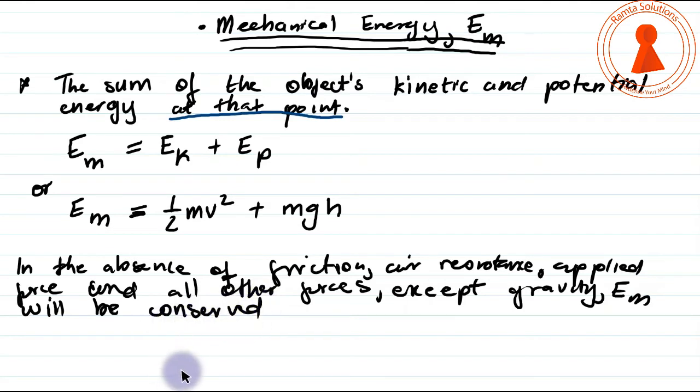So what do I mean? If you don't have friction, air resistance, applied force, and all other forces you can think of, tension, blah blah, your mechanical energy will be conserved. So what do we mean by mechanical energy is conserved? What we mean is that mechanical energy at point 1 will be equal to mechanical energy at point 2.